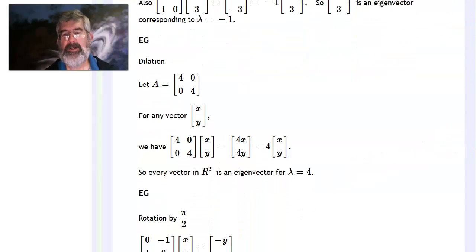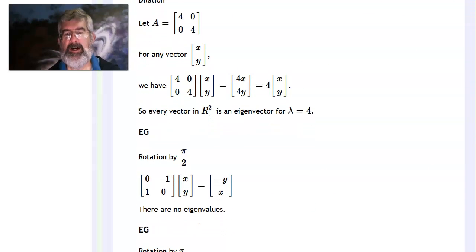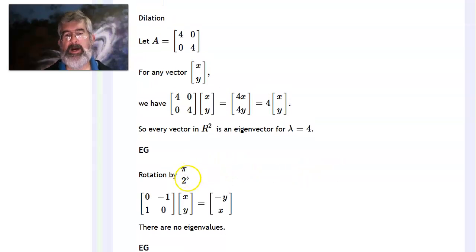On the other hand, take a look at rotation. I'm going to rotate through an angle of pi over 2. The matrix that does that is this one, right?